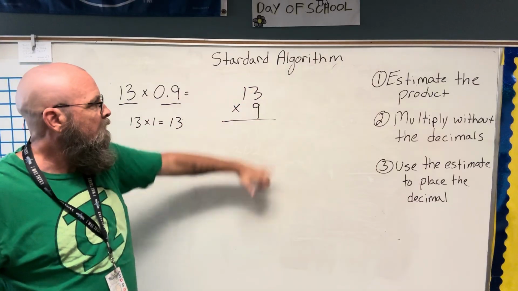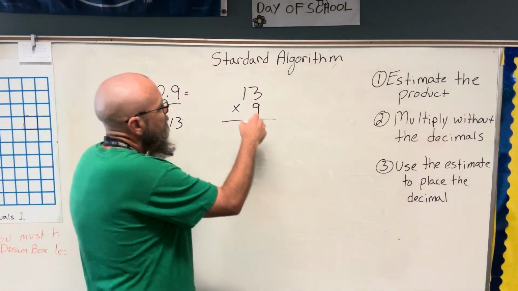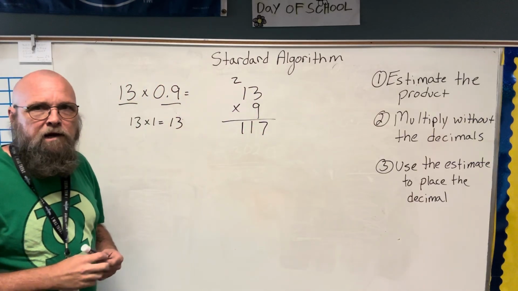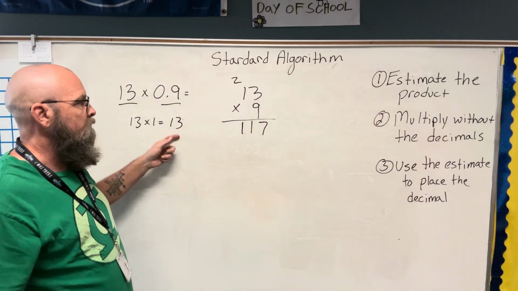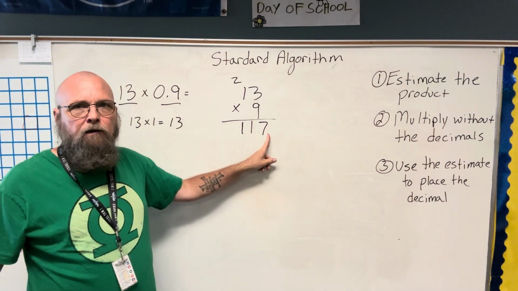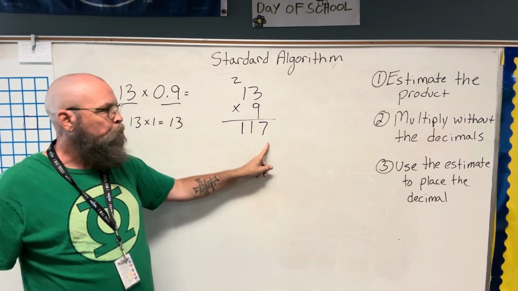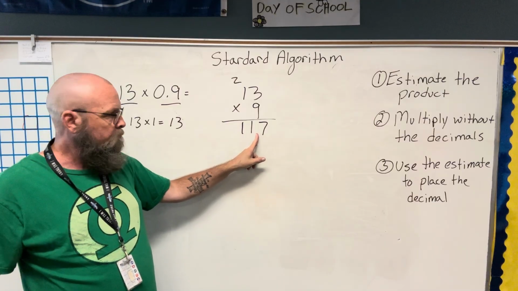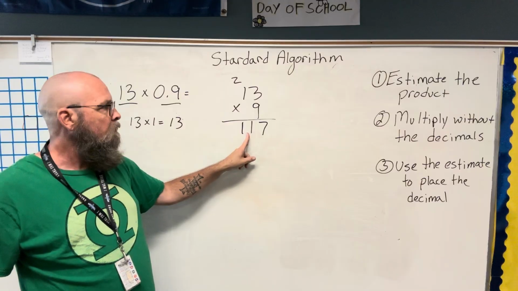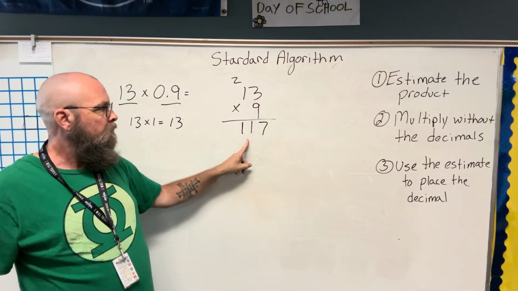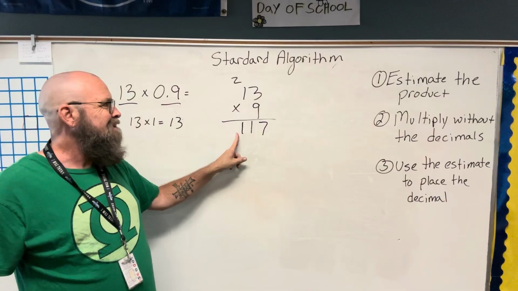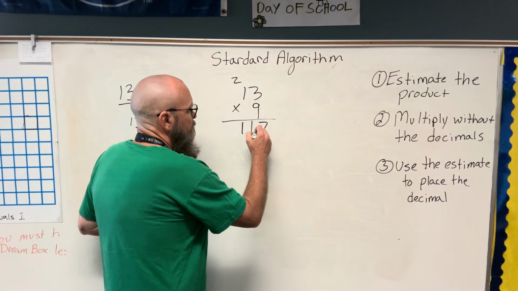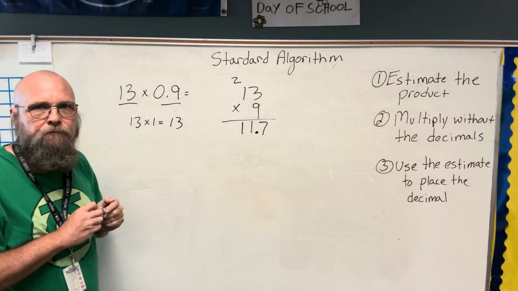No decimal points. I just multiply without the decimals. 9 times 3 is 27. 9, 10, 11. My answer has to be close to 13. If I put my decimal point here, the answer is 117. If I put my decimal point here, it's 11 and 7/10. If I put my decimal point here, it's 1 and 17/100. If I put my decimal point here, it is less than 1. The only one that is close to 13 is 11 and 7/10.